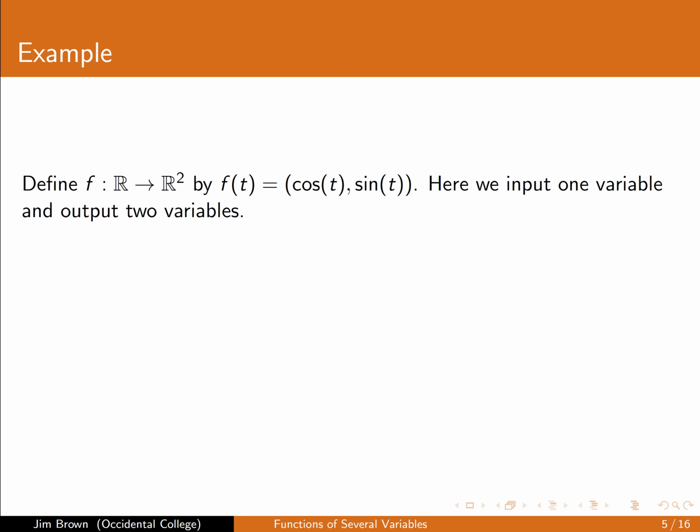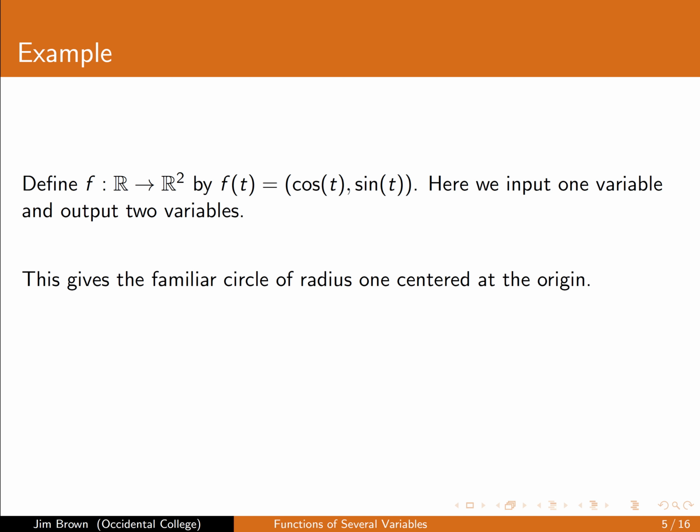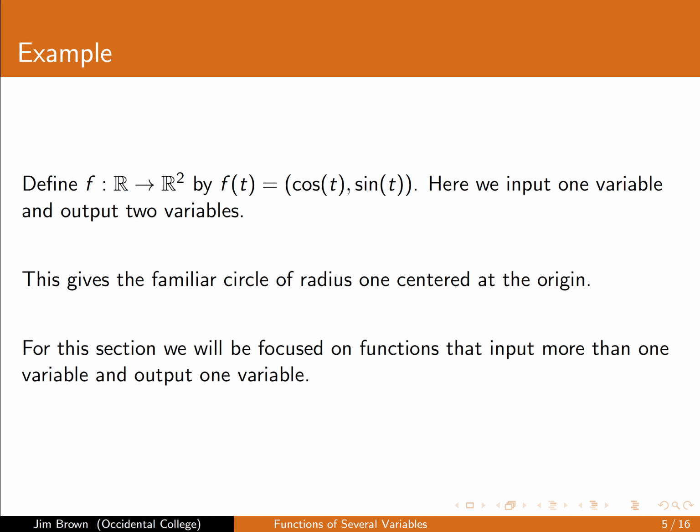Okay, since we've had so far just multiple variables inputting and only one output, we'll switch that now. So we'll input a variable t and output that to two things. So we get a cosine of t and a sine of t. So we input 1, output 2. And so this is a function that goes from R to R2. And notice this is just a familiar circle of radius 1 centered at the origin. For this section, though, we're going to focus on functions that input more than one variable and output one variable.